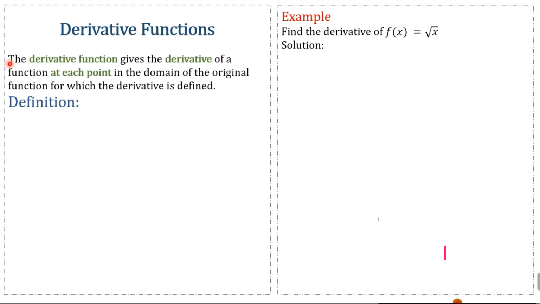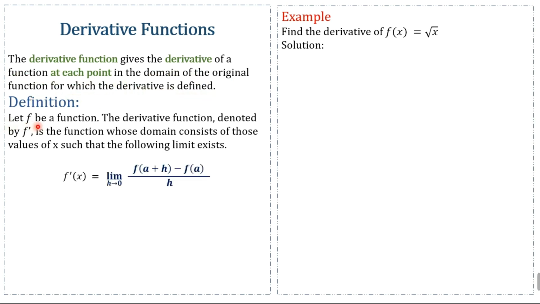Derivative function. The derivative function gives the derivative of a function at each point in the domain of the original function for which the derivative is defined. Definition. Let f be a function. The derivative function, denoted by f prime, is the function whose domain consists of all those values of x such that the following limit exists.